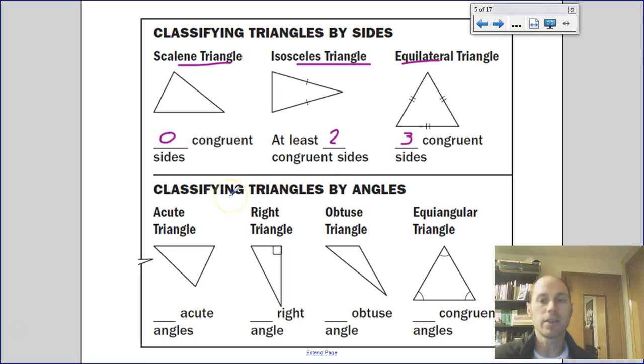And if we classify triangles by their angles, an acute triangle has all three angles acute. The right triangle has one right angle. The obtuse triangle has one obtuse angle. The equiangular triangle looks just like the equilateral triangle. It has three congruent angles. And since the sum is 180 degrees, each angle would have to be 60 degrees in order for them all to be the same.